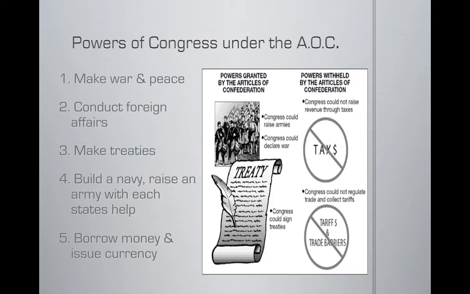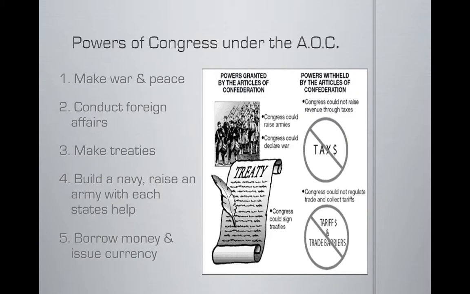You can build a navy, raise an army with each state's help. That's actually not fully true because in order to build a navy or raise an army, you need money. They're not allowed to collect taxes, so they don't really have money to do that. So the idea is that if they want to build a navy, they have to ask each state, hey, will you help us build a navy? Will you give us money to build a navy? And those states have the power to say, nope, we won't. So you may not have an army or navy, and they really don't.